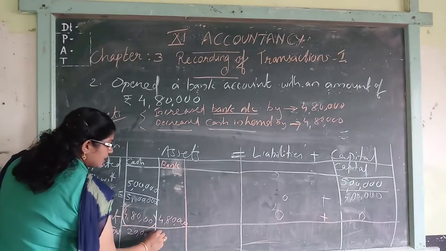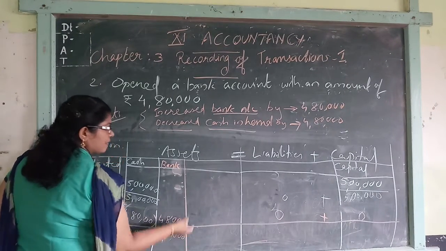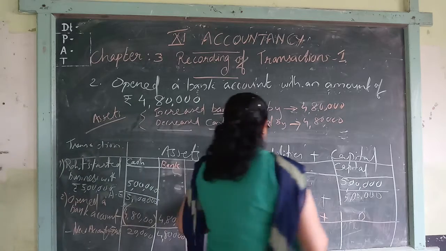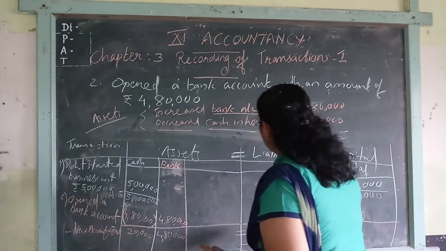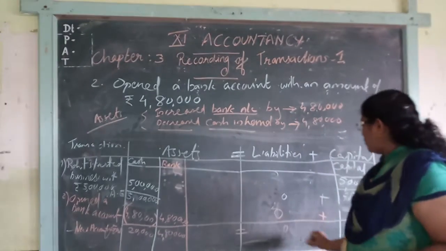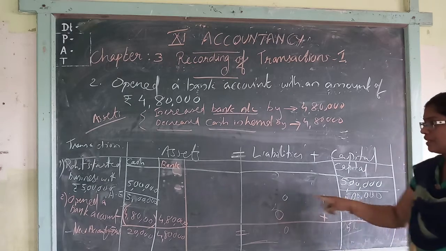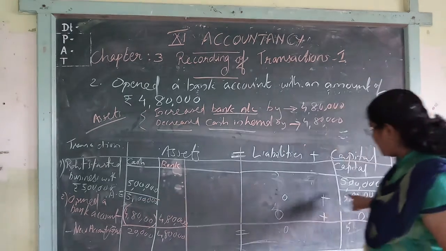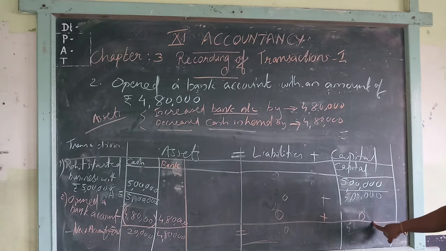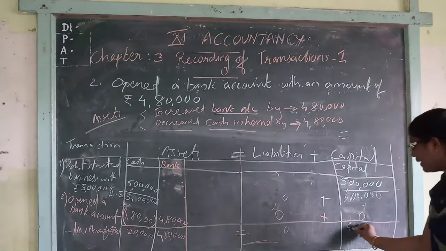Then the bank balance is 4,80,000. No other transaction here. So that must be equal, check it, equal or not. Liability is 0. Then capital 5 lakh. This is the old accounting equation, 5 lakh. Compare with this new transaction. New transaction 0. So 5 lakh plus 0 is 5 lakh.